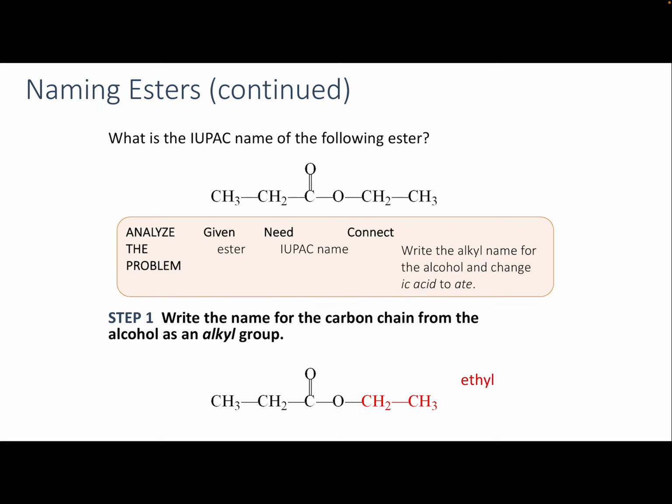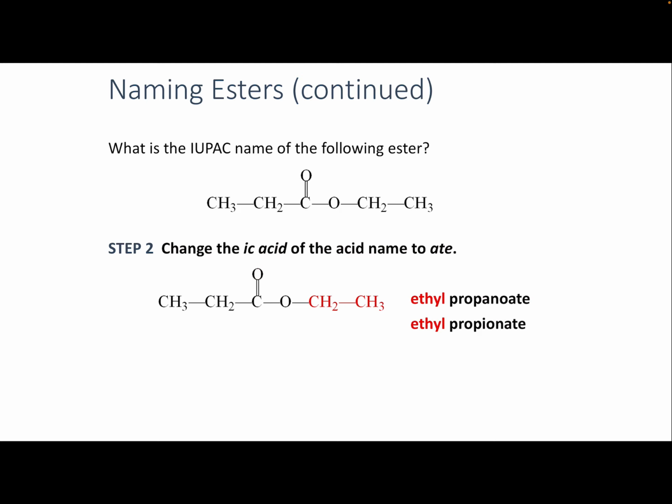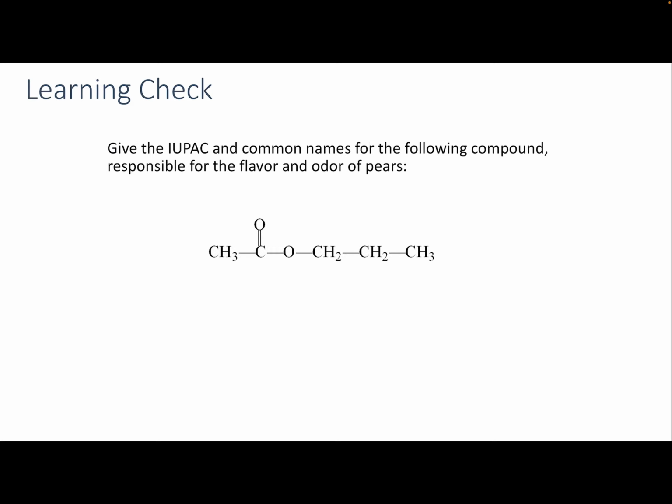Alright, naming check. So go ahead and try to guess the name of this, the IUPAC name of this ester. Or I guess not guess it, but try to name it. So pause it, give it a shot. So hopefully you came up with something like ethyl propionate or ethyl propanoate. Got another one. Give the IUPAC and common name for the following compound. This one is responsible for the flavor and odor of pears.